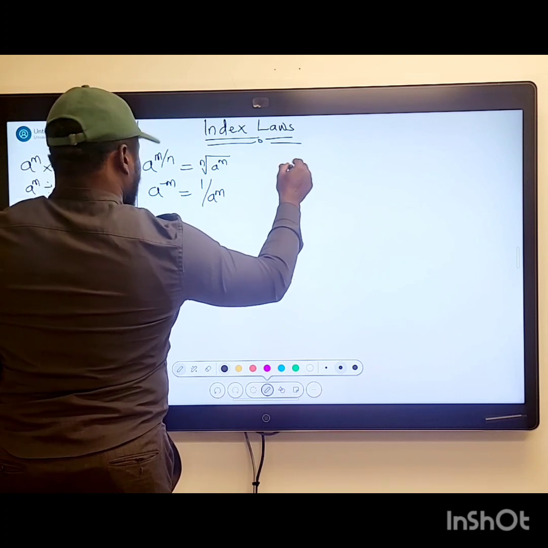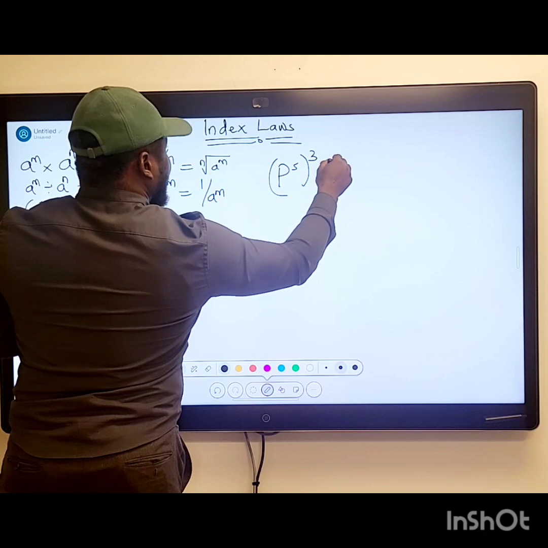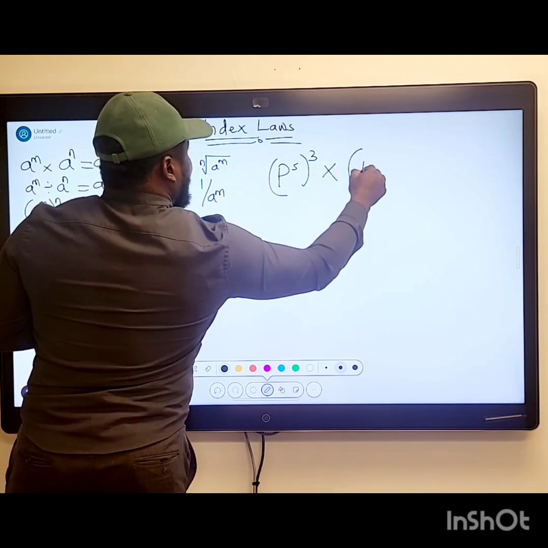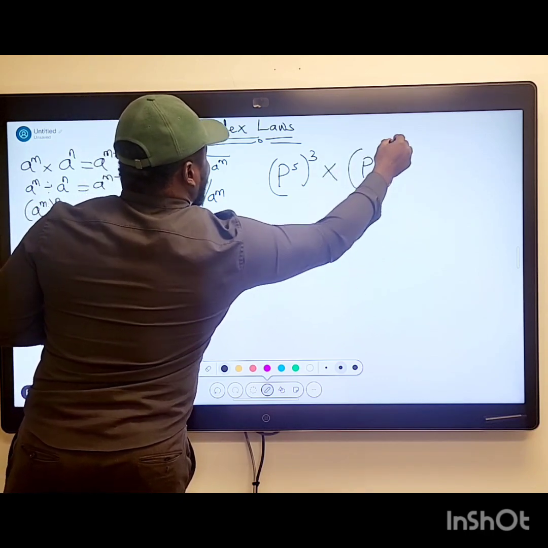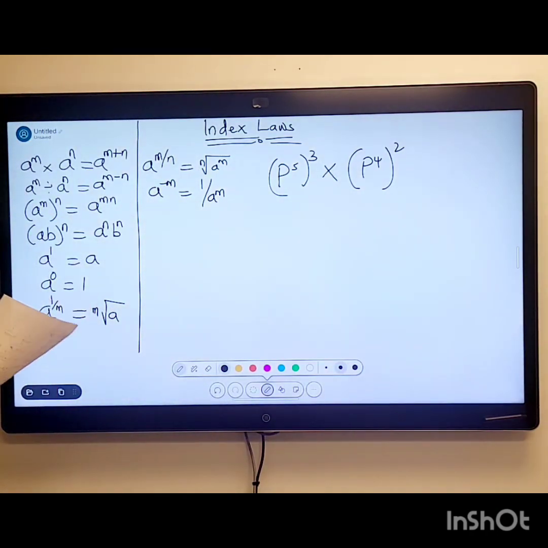P raised to the power 5 into 3 raised to the power 3 times P raised to the power 4 parenthesis 2. Now let's look at this question. This question has a lot of combined things together. So what are you going to do here? First, you have to do this first.